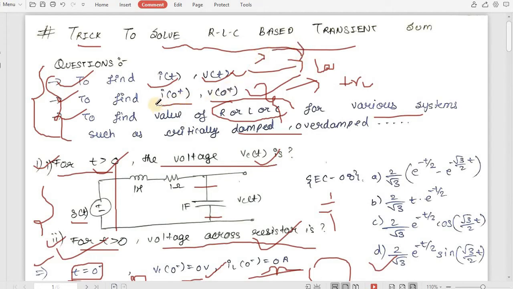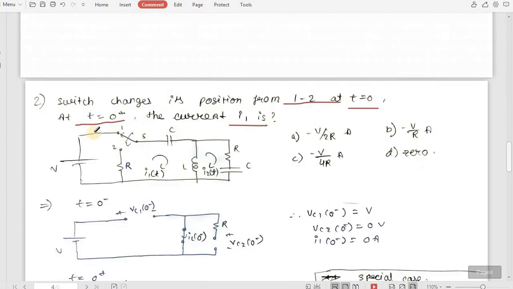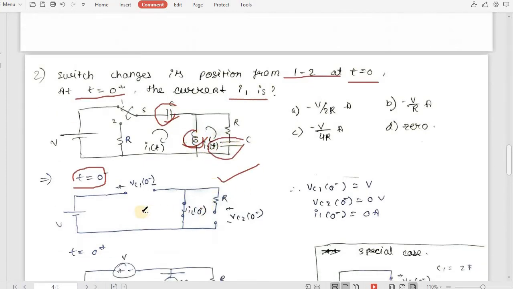Here we just have to calculate I of 0 plus, so up to that we can use our transient procedure. Let's see that. Here we have to get our current for t equals 0 plus. First we use the t equals 0 minus period, and we calculate our Vc 0 minus and IL 0 minus. For t equals 0 minus, the capacitor will be open, the inductor will be short, and the other capacitor will be open. This is our modified circuit. From this we have to calculate Vc1 0 minus, Vc2 0 minus and IL 0 minus.